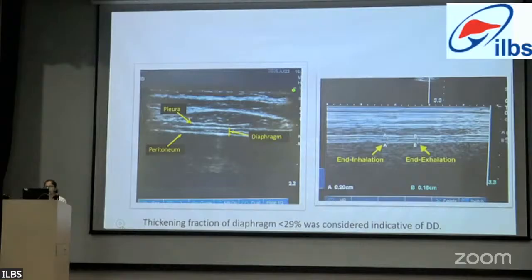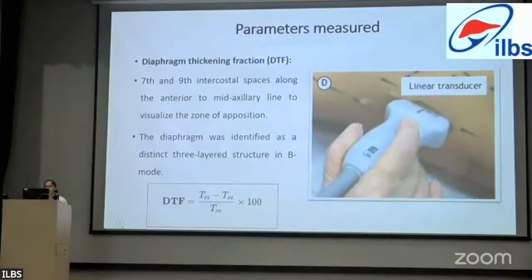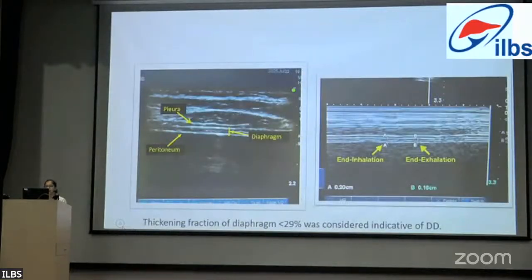Once you see this mode where the M mode is applied on it, calculate and note the diaphragm thickness at end inhalation as well as at end exhalation. The diaphragm thickening fraction formula is used, where thickness at inspiration minus thickness at expiration, divided by thickness at the end expiration, into 100 gives us the diaphragm thickening fraction. And a thickening fraction of less than 29 was considered to be indicative of diaphragm dysfunction.